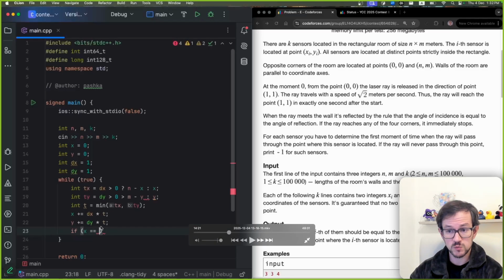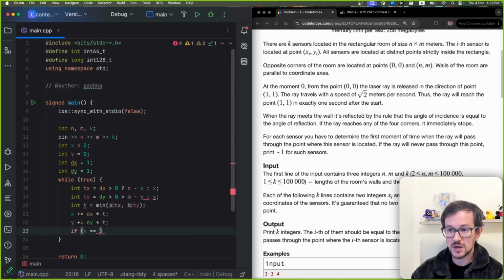Yeah. Then I just move. Simple. You just take the coordinate and add this vector multiplied by time. Simple vector arithmetic, actually. And now I reflect. So I see which border I hit.